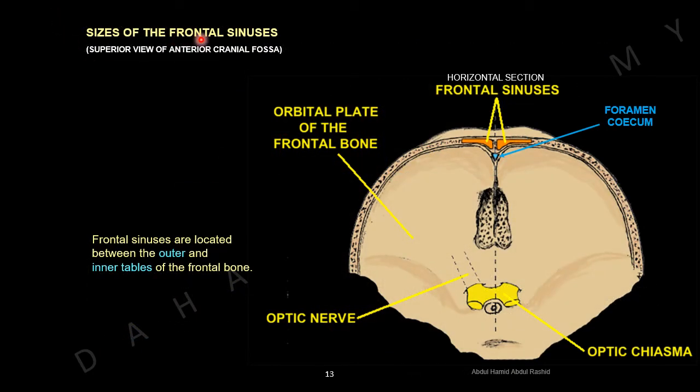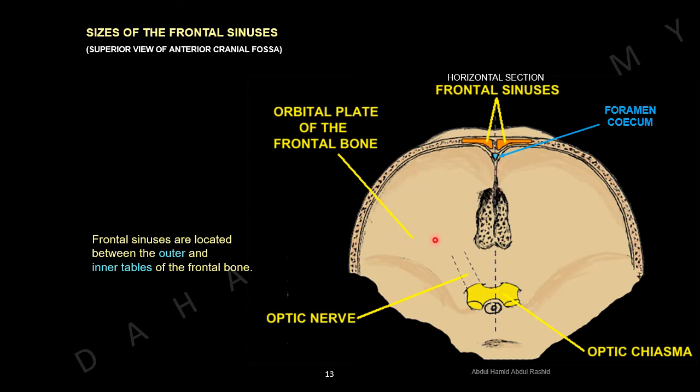Sizes of the frontal sinuses. Superior view of the anterior cranial fossa. This is the crista galli, and on each side is the cribriform plate of the ethmoid bone. Anteriorly is the foramen cecum, a small foramen here, through which in 1% of cases veins from the nasal cavity will come out and join with the superior sagittal sinus.